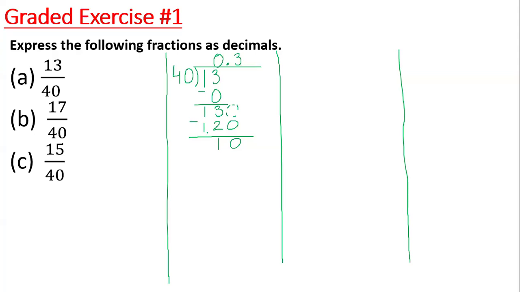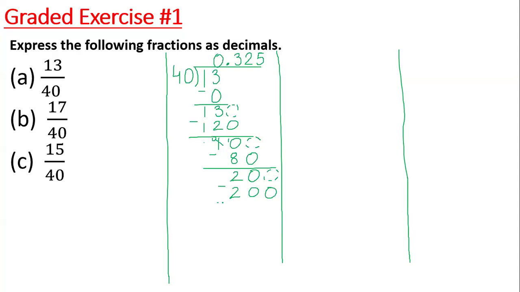130 minus 120 is going to be 10. How many times does 40 go into 100? 2 times. 40 times 2 is 80. We subtract. 10 minus 8 is 2. And then we add another 0. How many times does 40 go into 200? 5 times. 40 times 5 is 200.